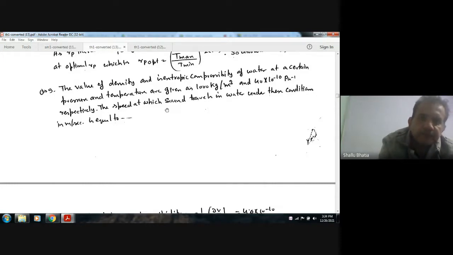Okay, next. The value of density and isentropic compressibility of water at a certain pressure and temperature are given as 100 kilogram per meter cube and 40 into 10 to the power minus 10 per Pascal.